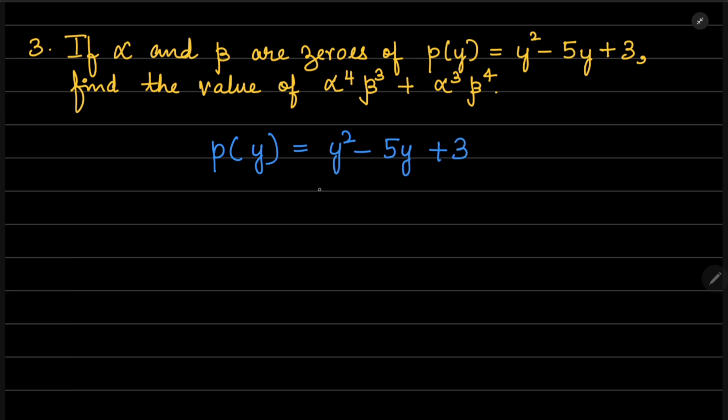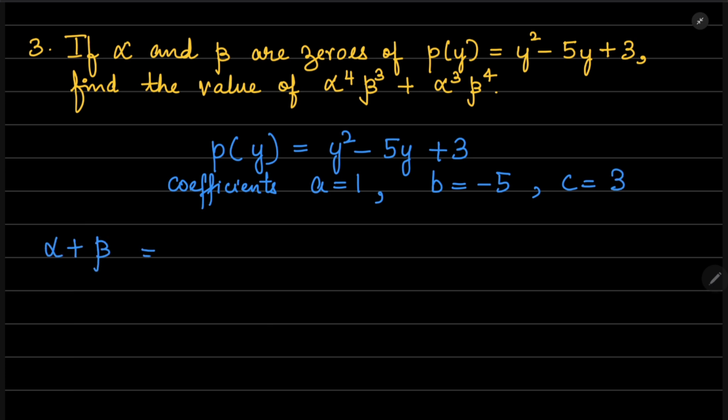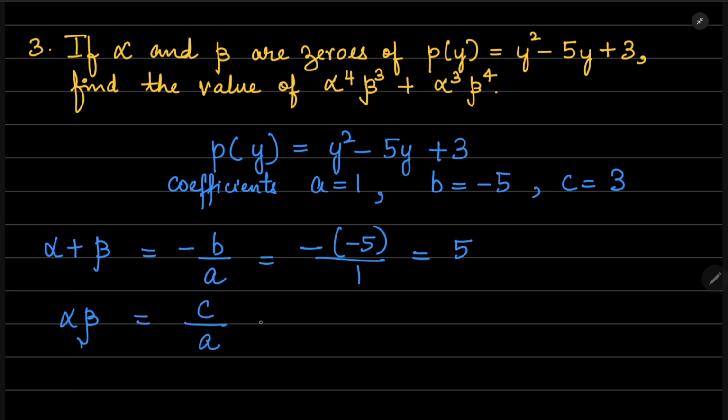In the same way, let us calculate what a is. These are called the coefficients. A is 1, b is minus 5, and c is 3. Let's calculate the sum of the zeros. The formula is minus b by a. So minus of minus 5 by 1, which is 5. The product of the zeros, alpha into beta, the formula is c by a. What is c? 3. A is 1. So it is just 3.